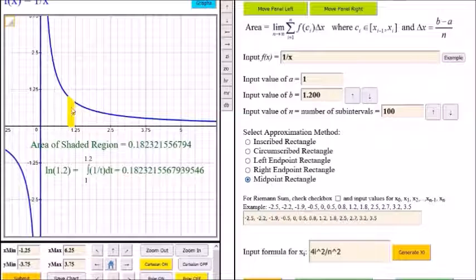And so this area right here is 0.1823. And then this is ln of 1.3, which is the area from 1 to 1.3. And this is 1.4, 1.5, 1.6, 1.7, and so on.